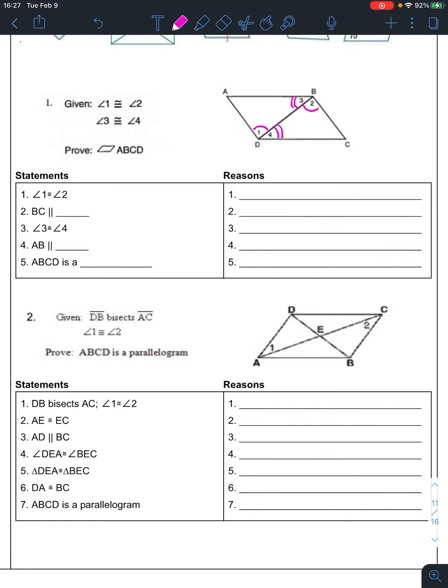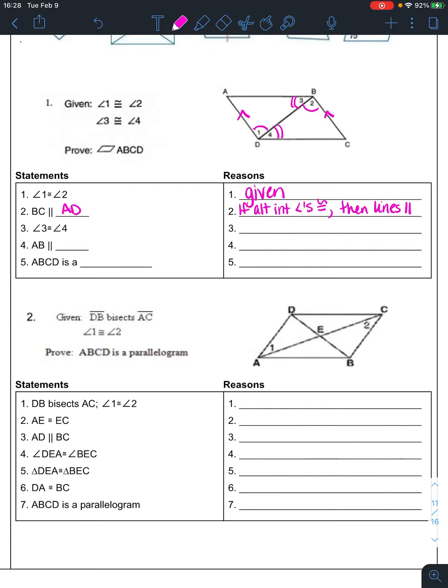So angle 1 is congruent to angle 2. I know that because it was given. Now, what does that mean? If angle 1 is congruent to angle 2, that means that BC is parallel to AD. Because if alternate interior angles, and so we can shorthand this, if alternate interior angles are congruent, like angle 1 is congruent to angle 2, then lines are parallel.